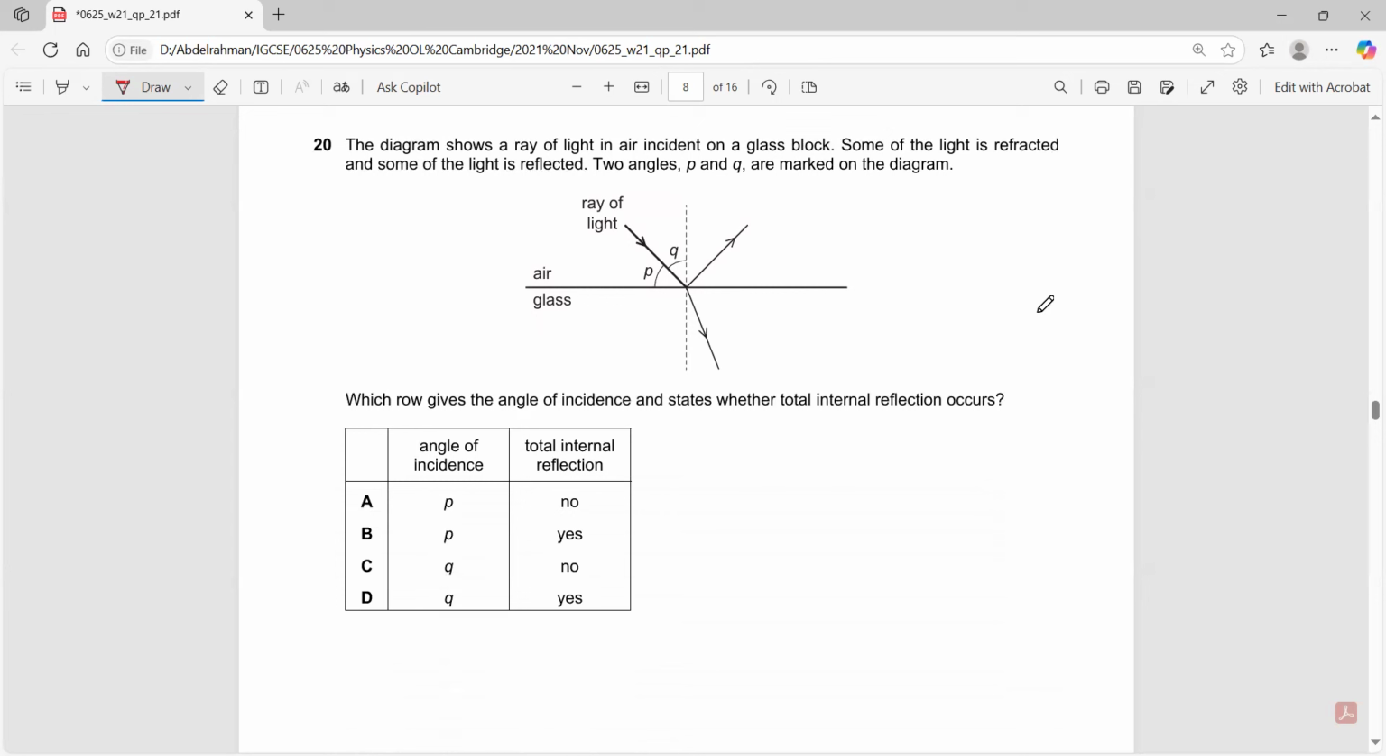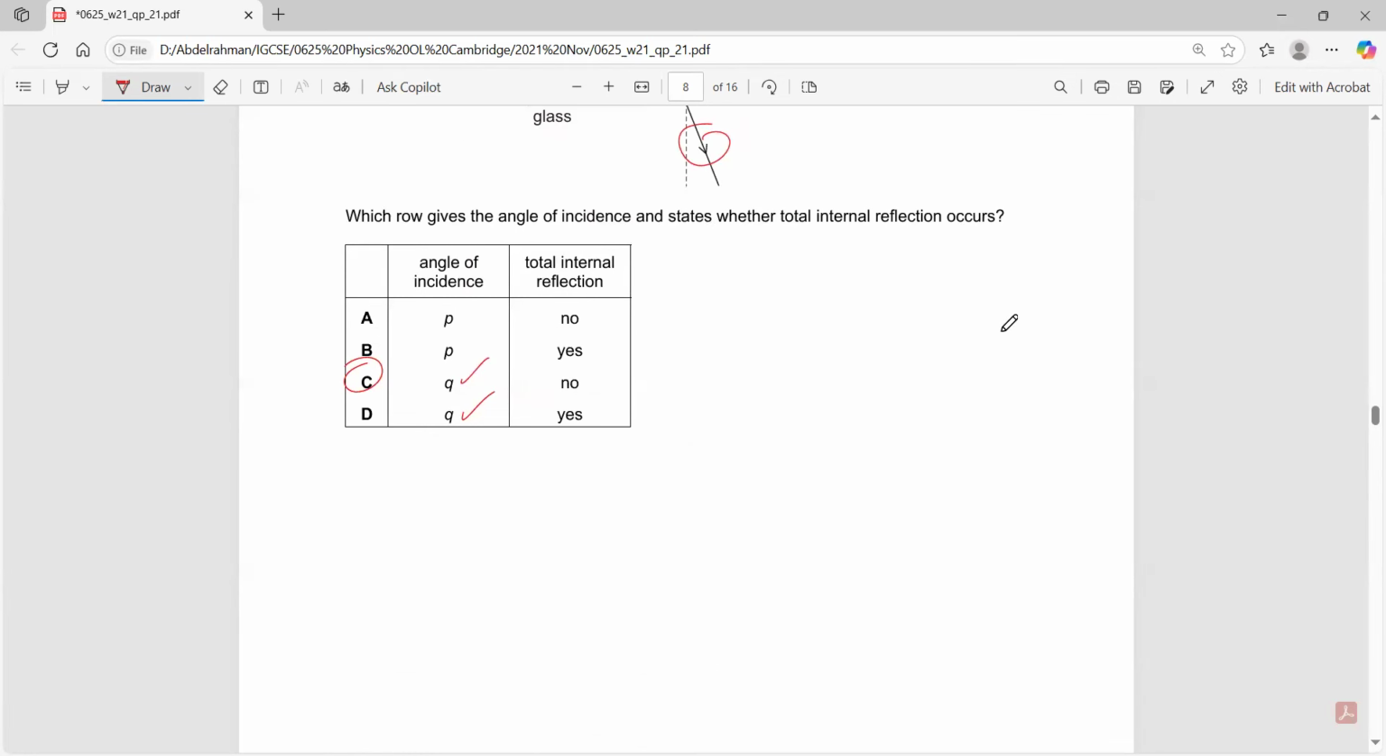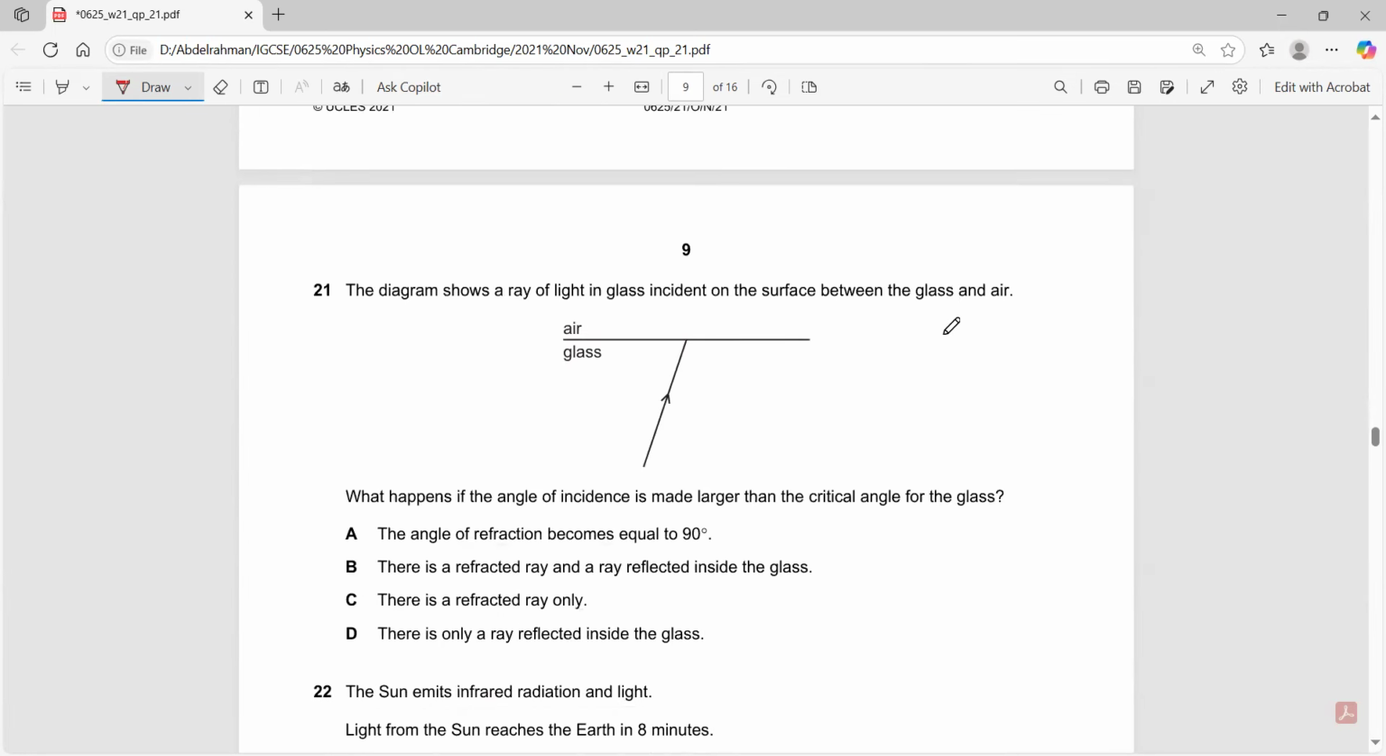Which of these is the angle of incidence? Angle of incidence is Q. Is this total internal reflection? No, it's not, because of this wave. This is partial reflection.